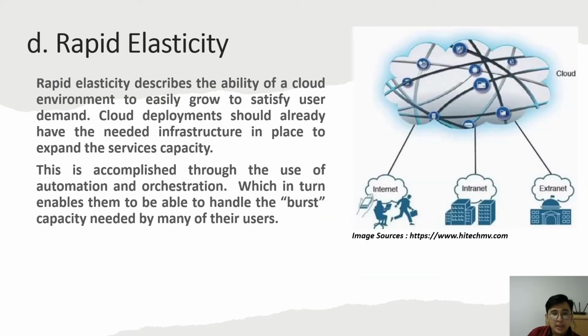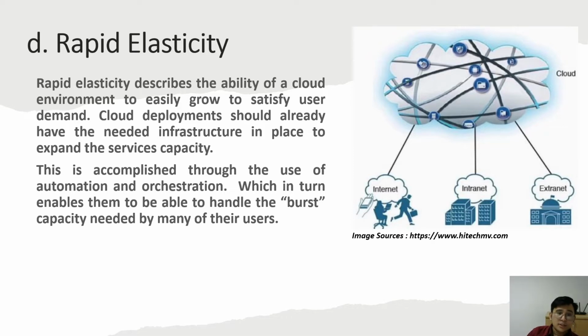Next one is rapid elasticity. The characteristic of a cloud environment to easily grow and satisfy the user, because we are talking about service, so it should satisfy the user. We try to do an online transaction in 1 second, and when the user uses it and sees how fast we can deliver our service using cloud technology, they become satisfied. And that's the key point of cloud technology.